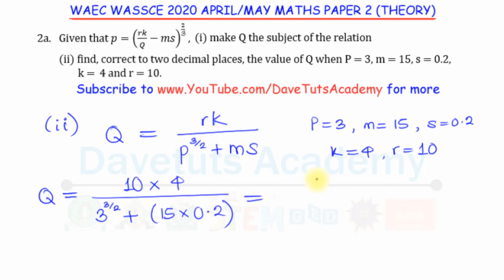On the numerator, we have 10 times 4, that is 40 over 3 raised to power 3 over 2, plus 15 times 0.2. If you're having 15 times 2, that is 30. But then the decimal place, which is only 1, will come to affect our 30, and that will give it only 3. Okay, so what we need to actually evaluate now is 40 over, what is 3 raised to power 3 over 2?